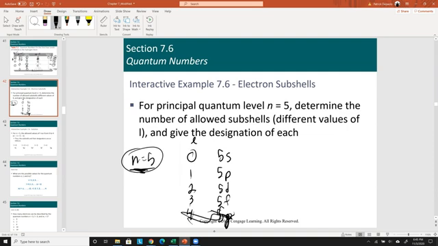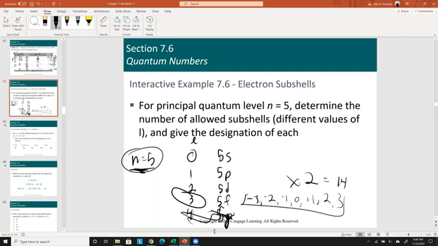Now, take a step further. What are the possible ML values for, let's say, L equals 3? How many possible ML values? Actually, don't answer that. Well, you can answer that in your head. But more specifically, how many possible electrons does that correspond to? L equals 3. Good, 14, right. Because the ML values, there's 7 of them: -3, -2, -1, 0, 1, 2, 3. That's 7 of them. Multiply that by 2 because there's 2 electrons in each lobe, and you get 14 possible electrons.